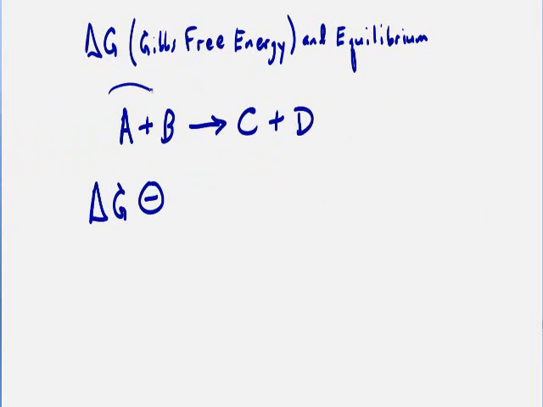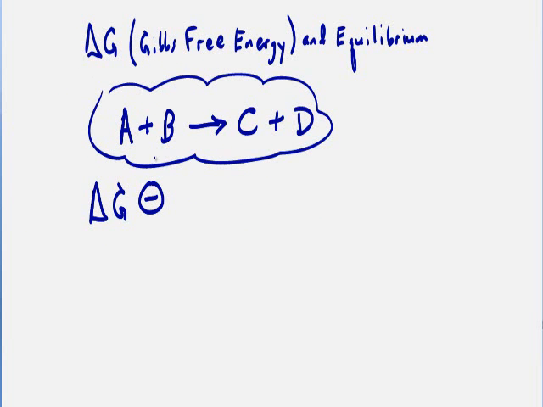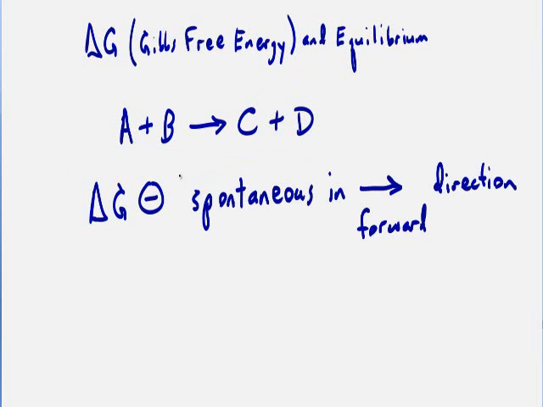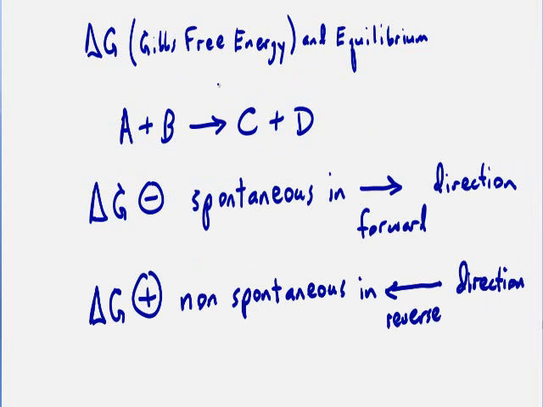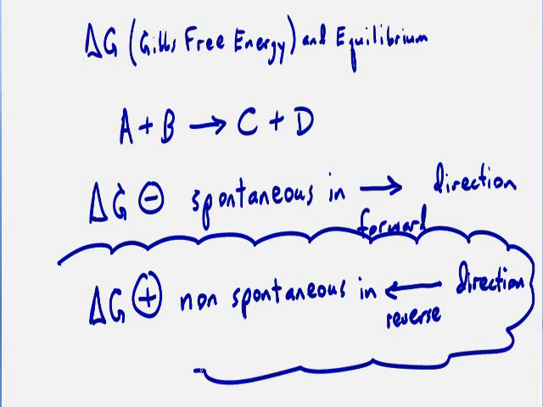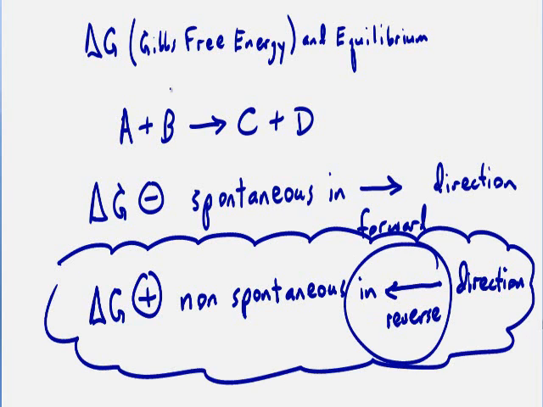And looking at our reaction, here we have A plus B gives us C plus D. Let's say we calculate a delta G that is negative. That negative delta G indicates that this reaction is spontaneous in the forward direction as we move from left to right and proceed from reactant to product. What this also indicates is that we'd have a delta G that would be positive if we flip the reaction, or a positive value for the reaction in the reverse direction. So if the reaction is spontaneous in the forward direction, it's going to be non-spontaneous in the reverse direction under the same conditions.